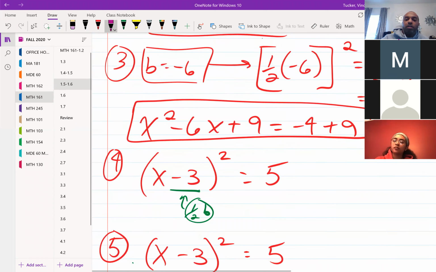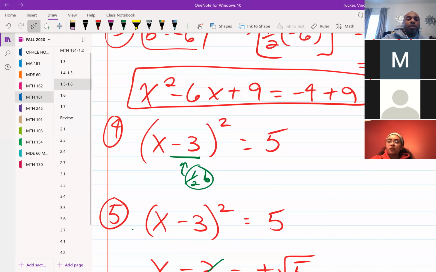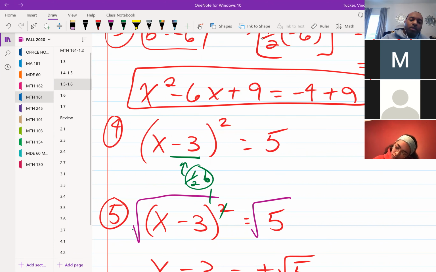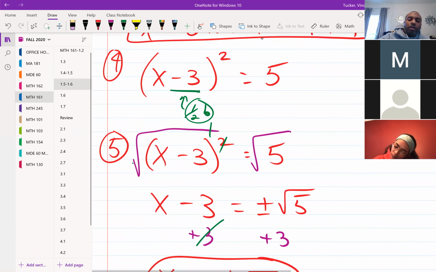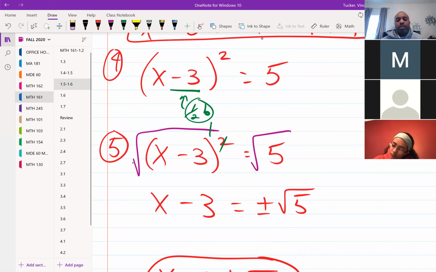All right, so now we can solve that by taking the square root of both sides. Square and square root cancel on the left. And that leaves me with x minus 3 equal to plus or minus square root of 5. So don't forget, square root property says that we use plus or minus whenever we take the square root of both sides.